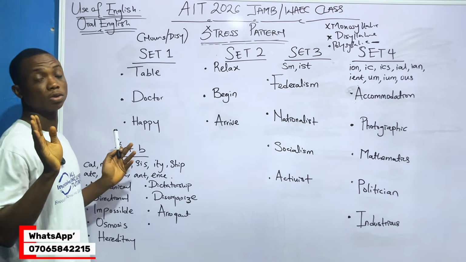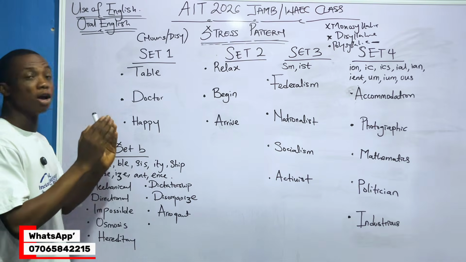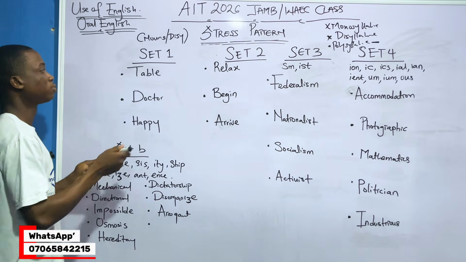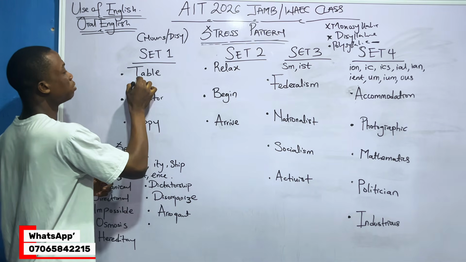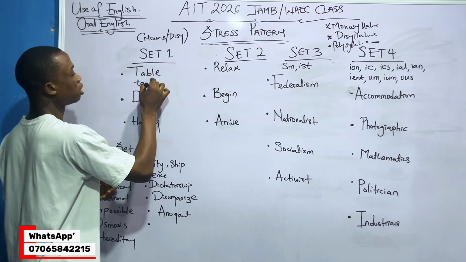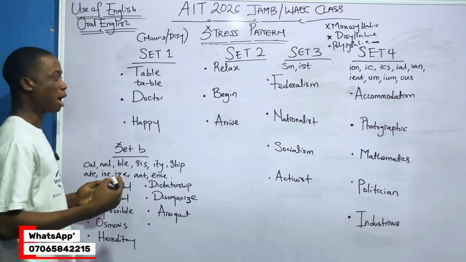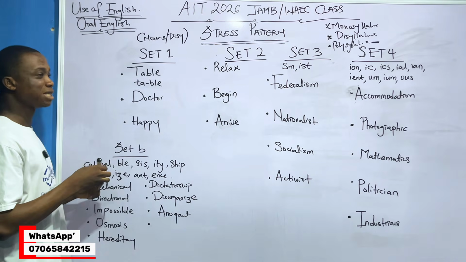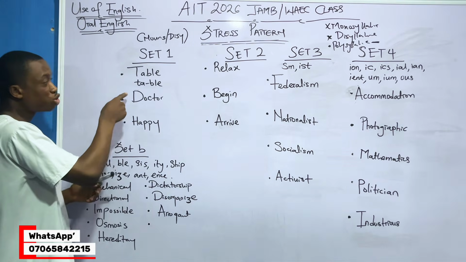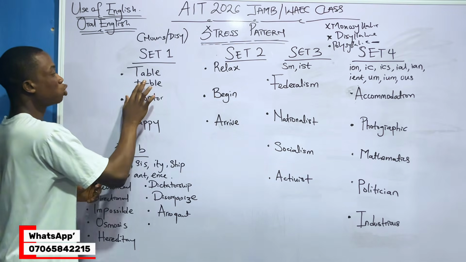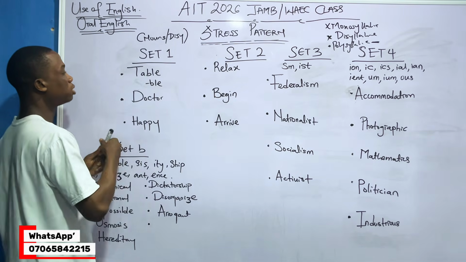and you are good to go. Stress the first syllable, and you're good to go. For example, table. First of all, you break down the word. If I break down table, it will be ta-ble. But like I said, since it's a noun and it's a disyllabic word, I will stress the first syllable. So it will now be what? TAble.